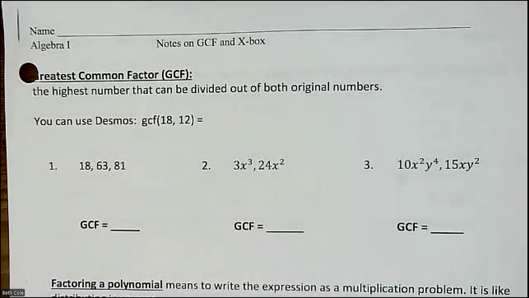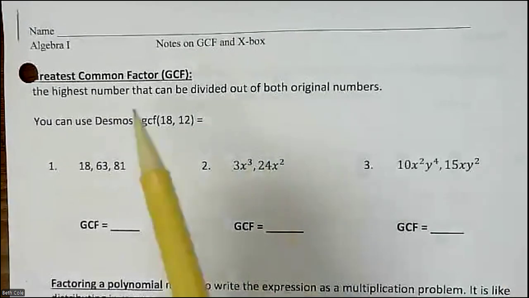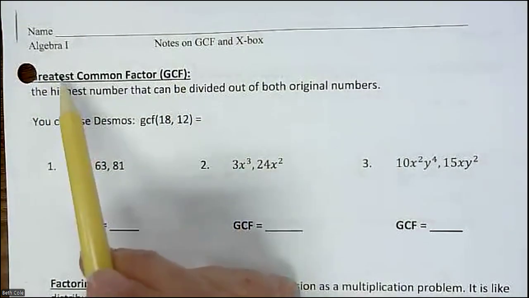So the first type of factoring that we're going to look at is called greatest common factor, or you see it abbreviated GCF. What does greatest mean?